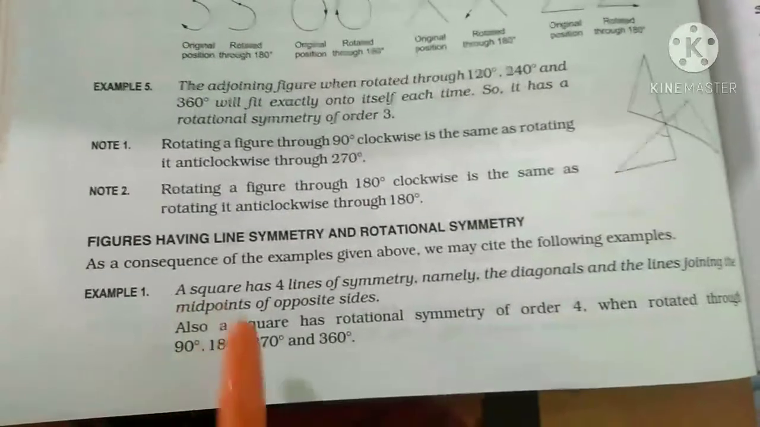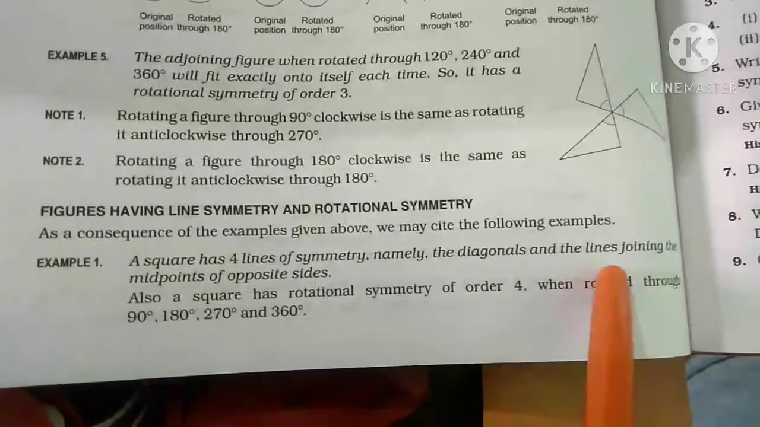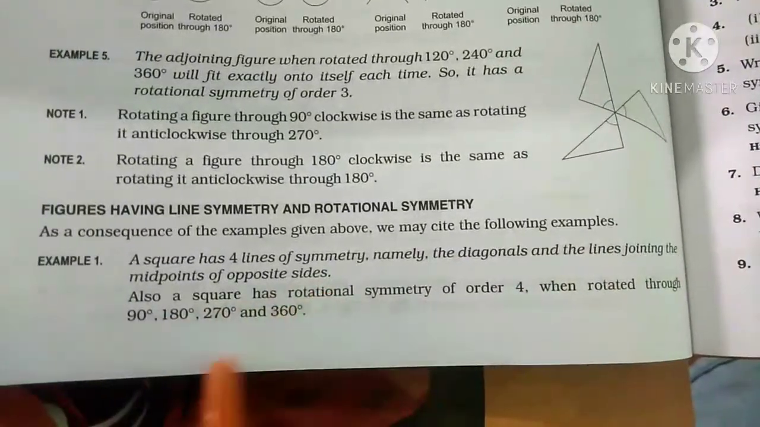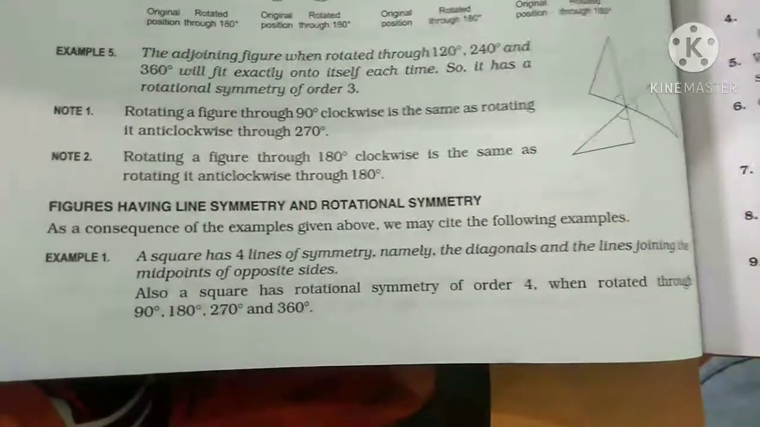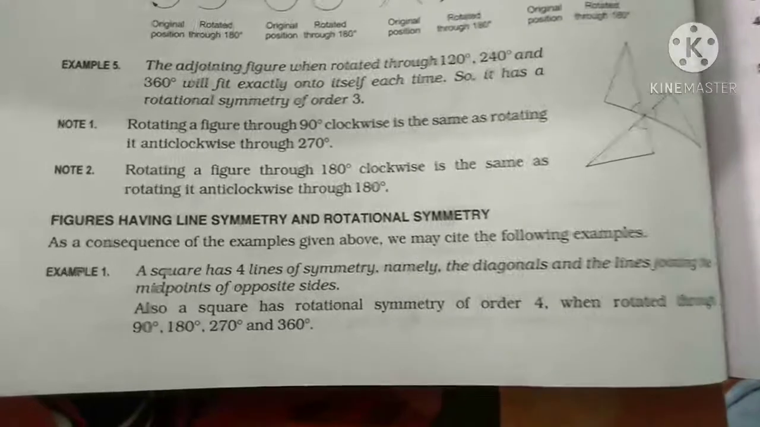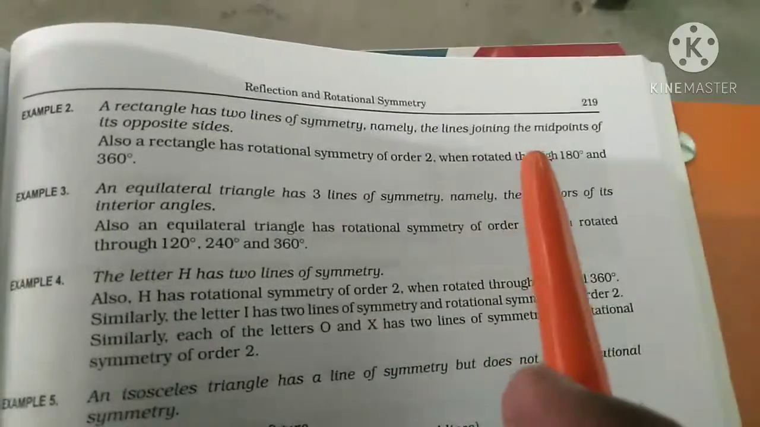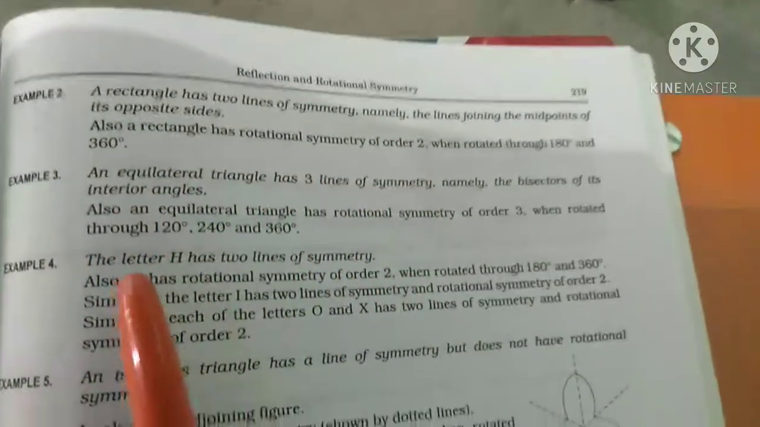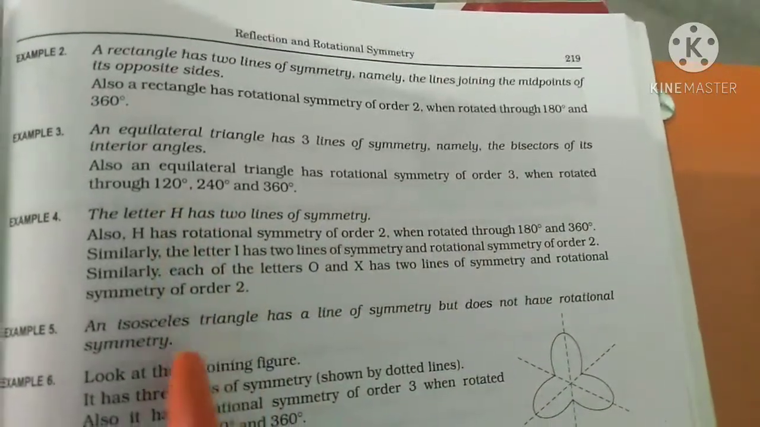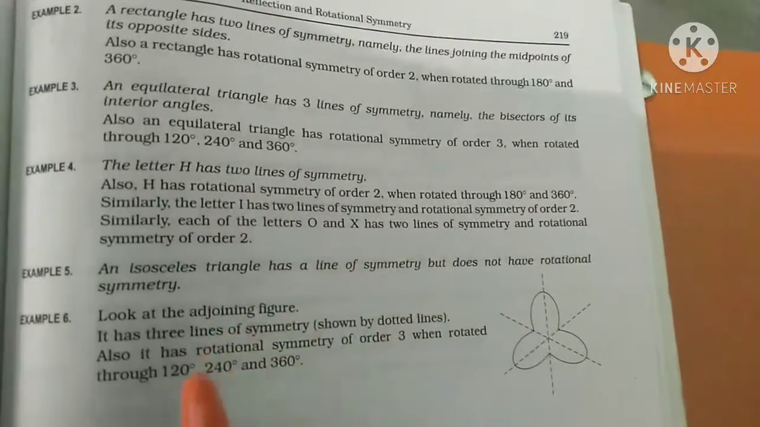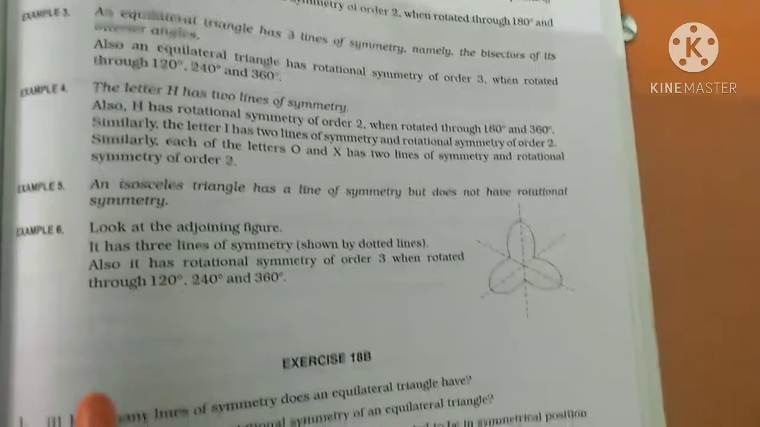So from the above discussion, we can say that a square has 4 lines of symmetry, namely the diagonals and the lines joining the midpoints of opposite sides. Also, a square has rotational symmetry of order 4 when rotated through angle 90 degree, 180 degree, 270 degree, 360 degree. A rectangle has 2 lines of symmetry, namely the lines joining the midpoints of its opposite sides. An equilateral triangle has 3 lines of symmetry, namely the bisectors of its interior angles. The letter H has 2 lines of symmetry. An isosceles triangle has a line of symmetry, but it does not have rotational symmetry, right?